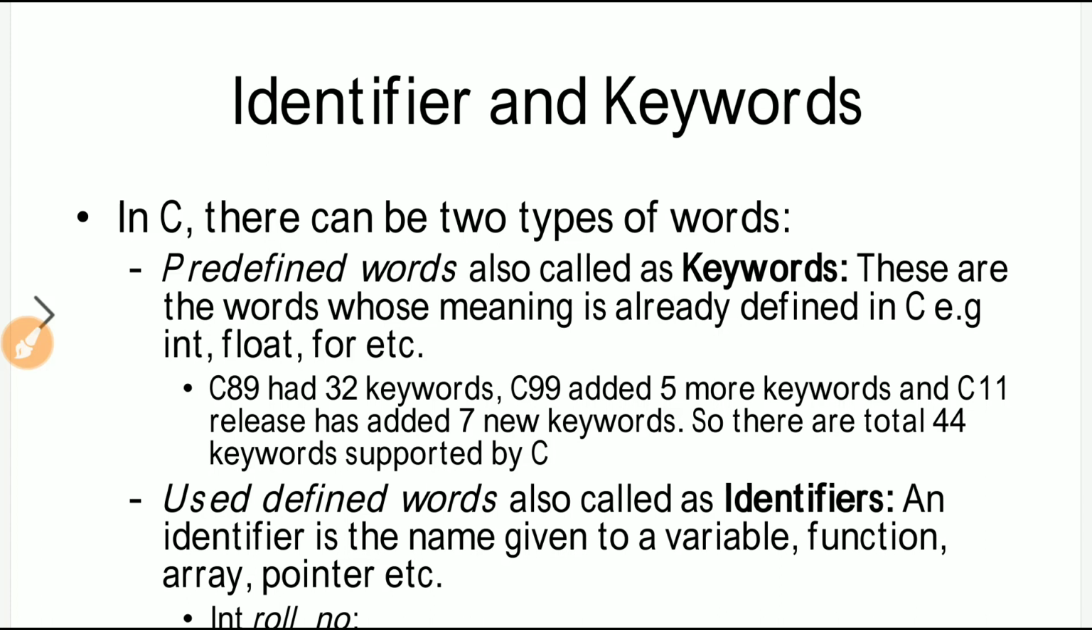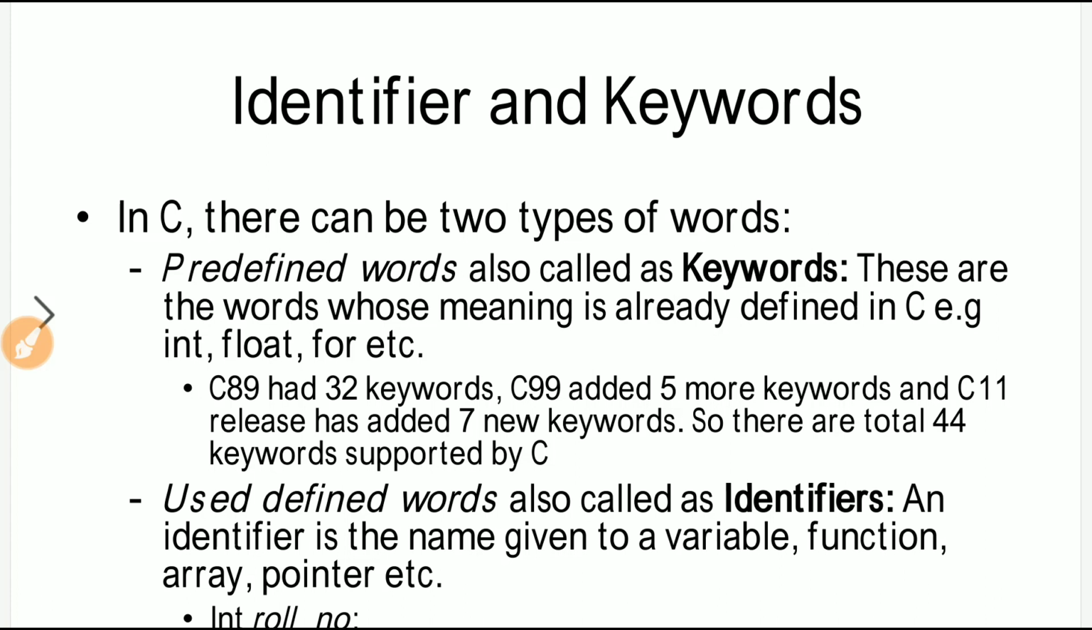And what are the identifiers and keywords? In C, there can be two types of words. Predefined words, which are also called keywords. These are the words whose meaning is already defined in C. For example, there could be different data types. There can be the for keyword that is used for creating a loop. So C89 had 32 keywords, C99 added 5 more keywords, and the C11 release has added 7 new keywords. So there are a total of 44 keywords supported by C now.